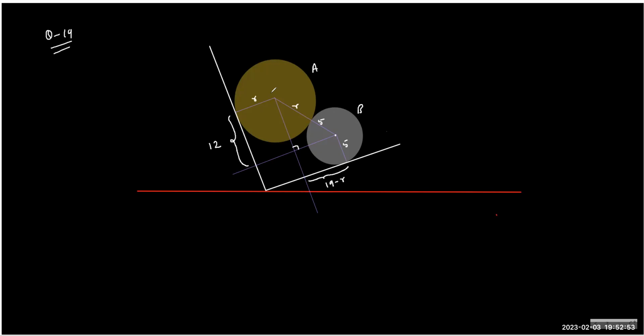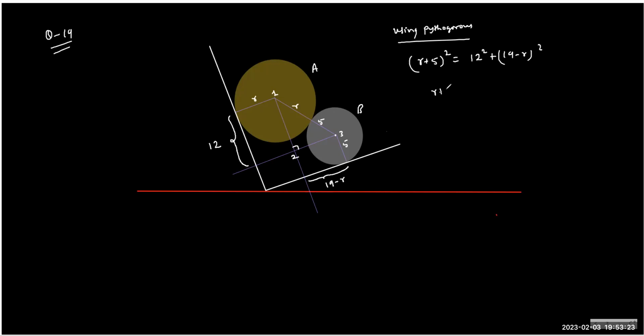Again, see, this is a very interesting kind of problem which you will come across maybe in other situations also. That 5, 12, and 13 is Pythagoras. We can write the Pythagoras relation. So using Pythagoras, what can you write here? You can write (R plus 5) whole square, the hypotenuse square, is 12 square plus (19 minus R) whole square.